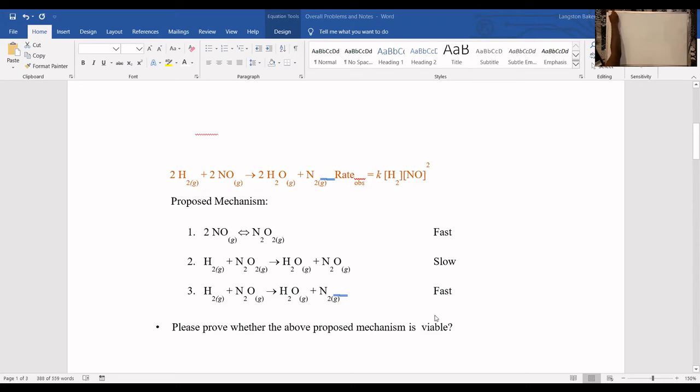So 2H2 plus 2NO, oh, not NO2, NO goes to 2H2O plus N2. Also, can you tell I just copy pasted exactly from this PowerPoint? Rate equals k[H2][NO] squared. Oh no, I'll need way up there. Okay. Great, rate equals k[H2][NO] squared.